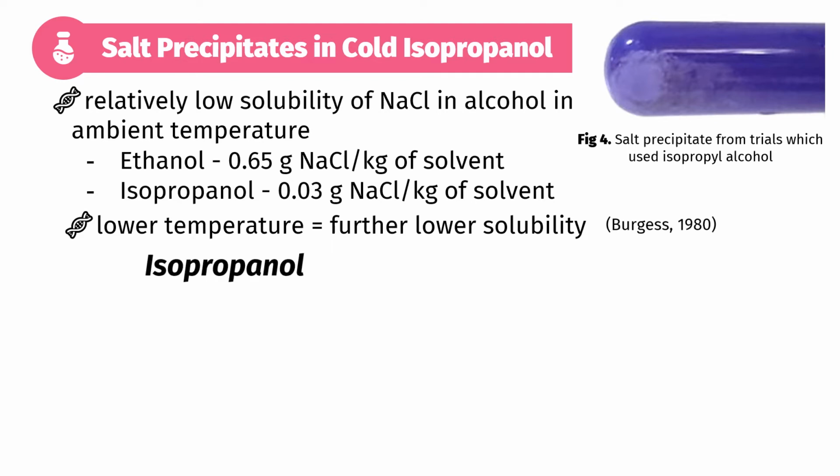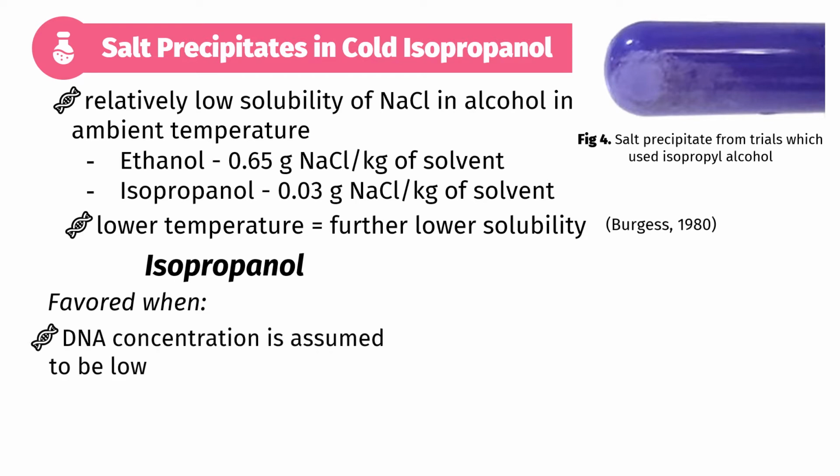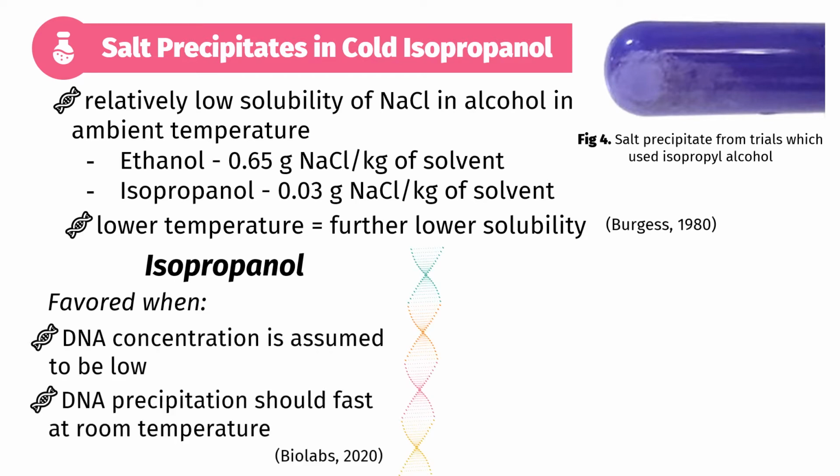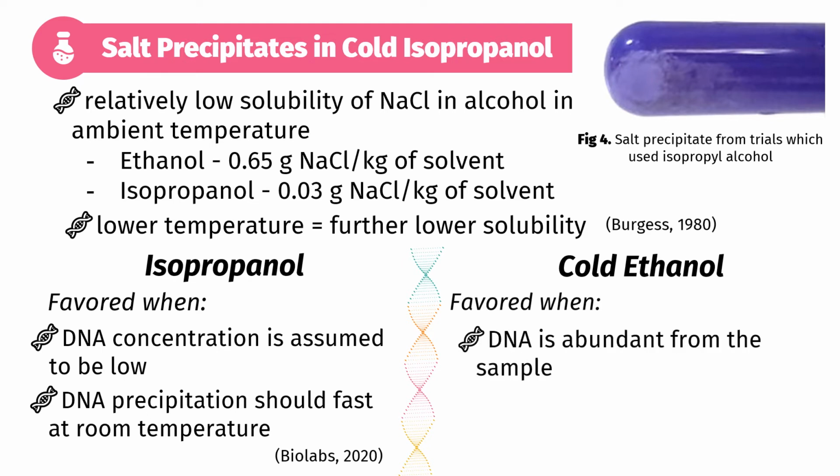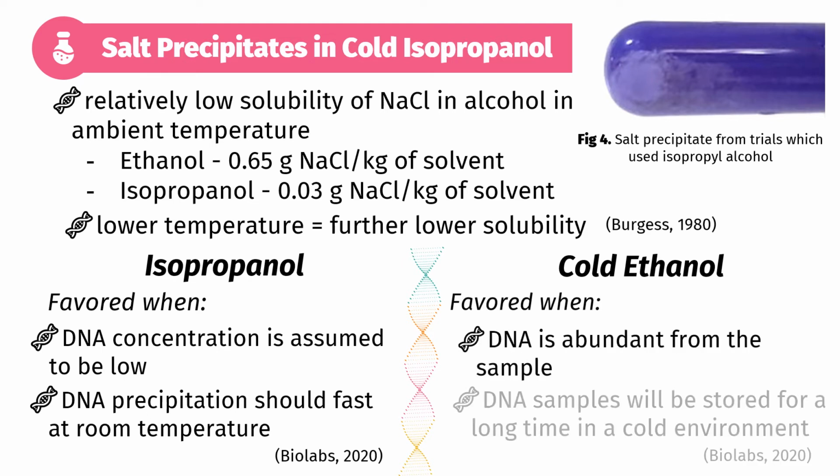In addition, the cold temperature of the isopropyl alcohol decreased further the solubility of sodium chloride. With this, room temperature isopropyl alcohol is advisable for DNA isolation experiments which deal with samples with low DNA concentration which must occur fast at room temperature. On the other hand, cold ethanol is advisable for DNA isolation experiments wherein the samples are assumed to have high DNA concentration and the DNA isolates are to be stored in a cold environment for a long period of time, such as in the isolation of DNA from bovine spleen.